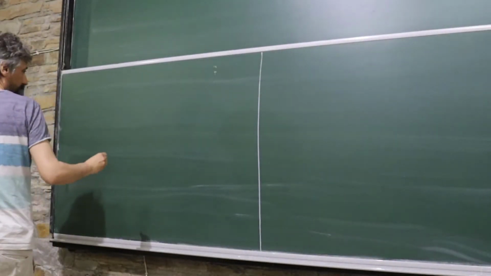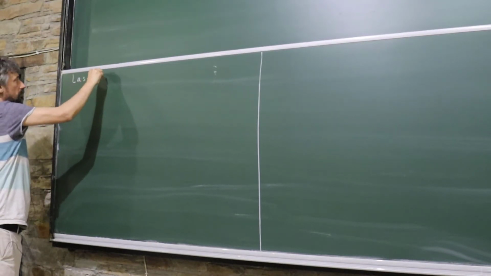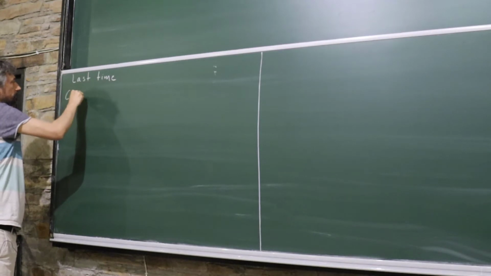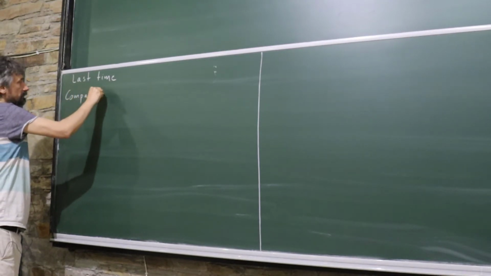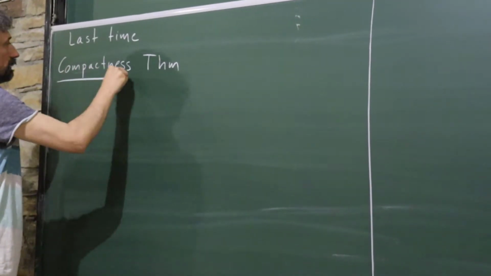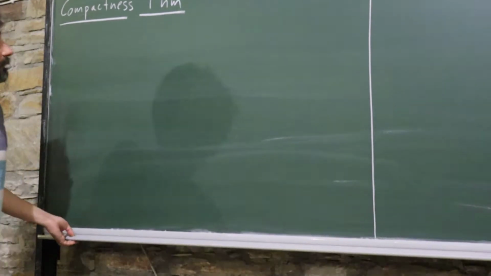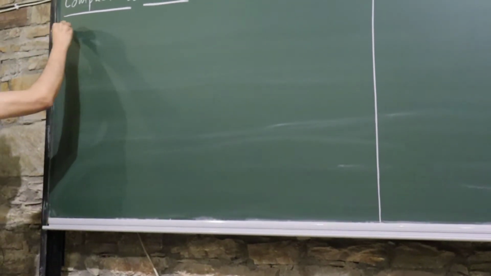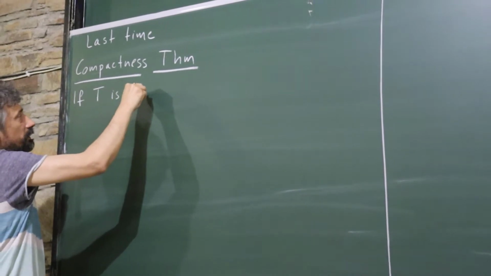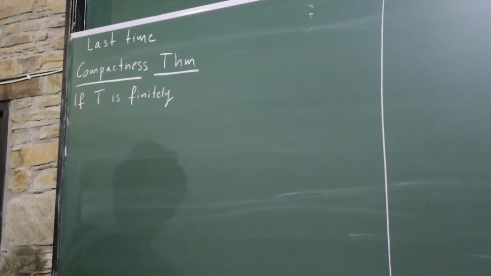So last time we managed to show the compactness theorem. Let me recall the statement. It said that if a theory T was finitely satisfiable, so any finite subset has a model, then the whole T has a model.